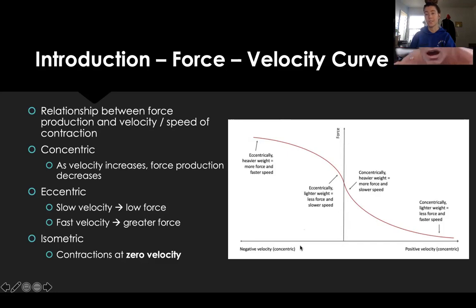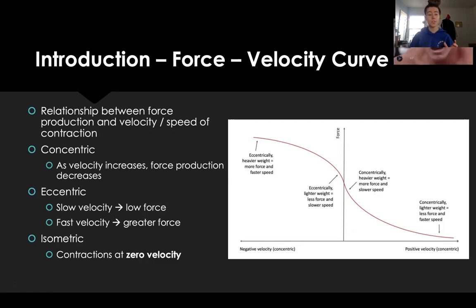The reason why this is happening is because with isometric, you're not moving at all. So there is no velocity, no movement. And basically for concentric, you can see right here as velocity increases, the amount of force that you can produce decreases. Think of if you put on your 1 RM for your back squat, you're not going to be able to go as fast as you could if you did your 20 RM, you know?